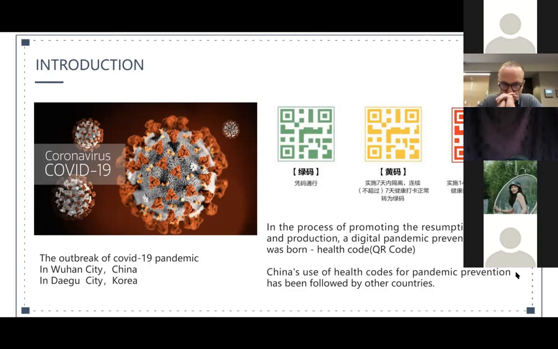In the process of promoting the resumption of work and production, a digital pandemic prevention means was born in China, which is health code. Health code is a QR code that tells you if you are infected. It is applied online and is generated from personal data. The QR code as an individual electronic certificate can be used in the whole city. In China, the emergence of health codes has effectively controlled the spread of the pandemic and facilitated population mobility, thus facilitating the resumption of work and economic recovery in the country.